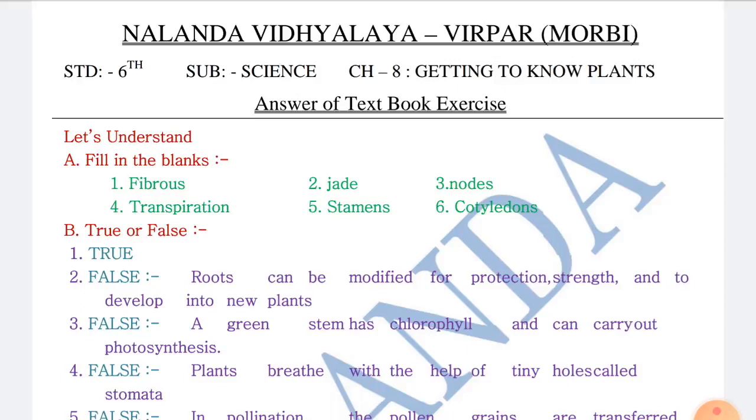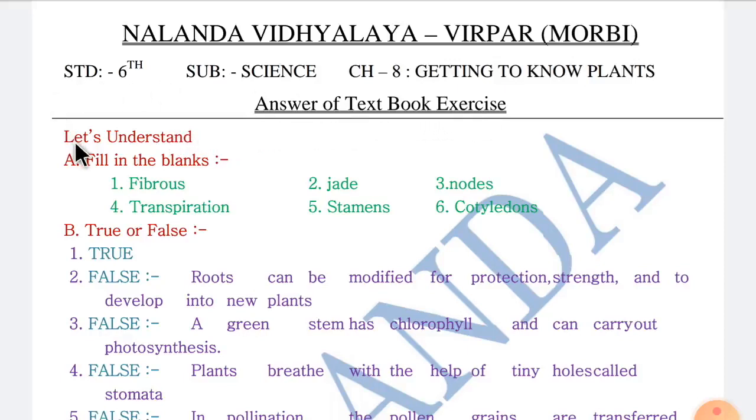Objective type question answers you have to write down in your textbook, and short and long question answers you have to write in your FNB. Write in very neat and clean handwriting. Let's start the answers of the textbook exercise.